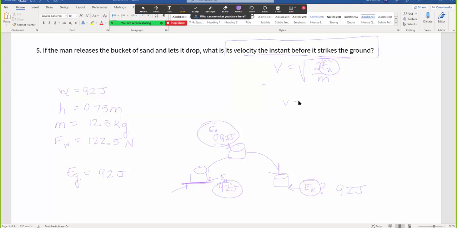So we can say the velocity is going to be equal to the square root of 2 times the kinetic energy at that point, which is 92 joules, divided by the mass, and the mass was 12.5 kilograms. And when we plug that all in, we're going to get 3.8 meters per second. So the velocity equals 3.8 meters per second.